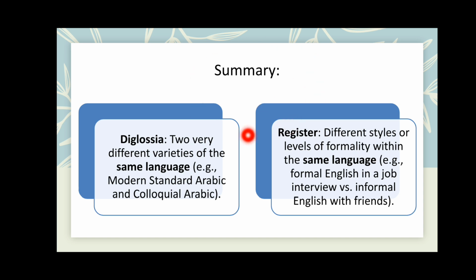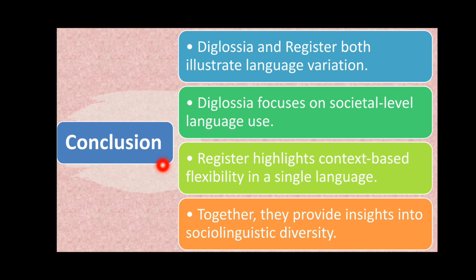We can summarize the lecture by saying that diglossia is two very different varieties of the same language, for example, modern standard Arabic and colloquial Arabic. Register is different styles or levels of formality within the same language, for example, formal English in a job interview or informal English with friends. We can conclude that diglossia and register both illustrate language variation. Diglossia focuses on societal level language use. Register highlights context-based flexibility in a single language. So together they provide insight into sociolinguistic diversity.